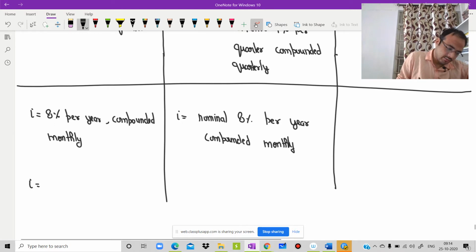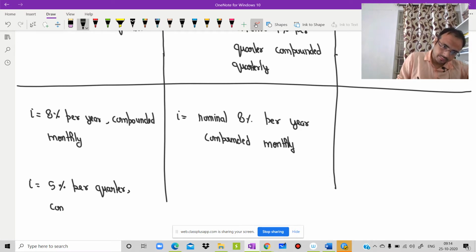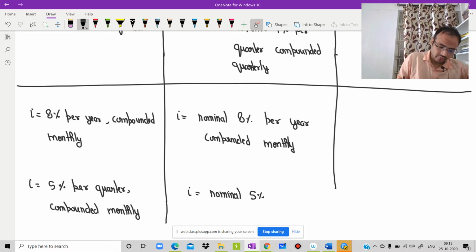If you have I equal to 5% per quarter, compounded monthly, then you will interpret it as I equal to nominal 5% per quarter, compounded monthly.